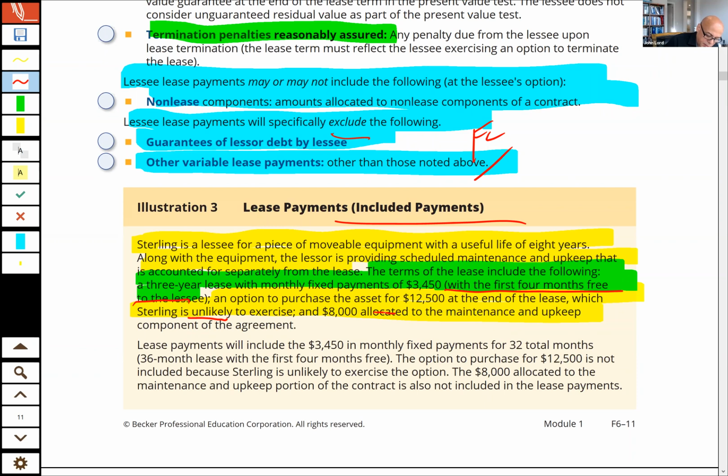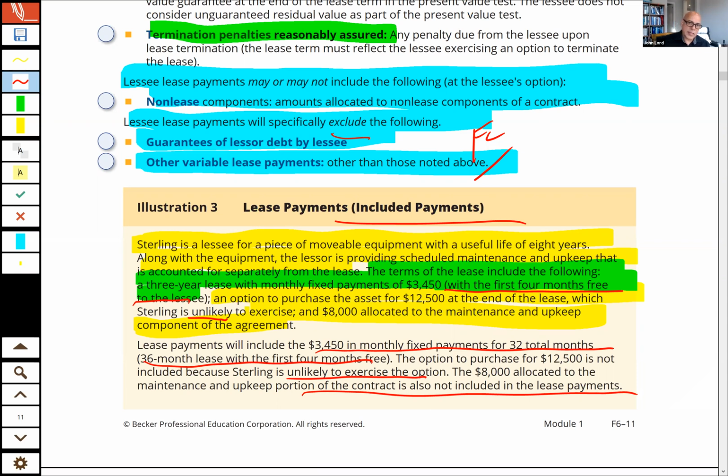Well, that's starting to sound like that's going to go outside now of the lease agreement, and this is some sort of upkeep. Okay, so let's just take a look though at the solution. Lease payments will include $34.50, fixed monthly payments for 32 months. Okay, 36 less the 4 months. Option price for $12.50 is not included because it is unlikely to be exercised. The $8,000 allocated to the maintenance and upkeep portion of the contract is also not included.